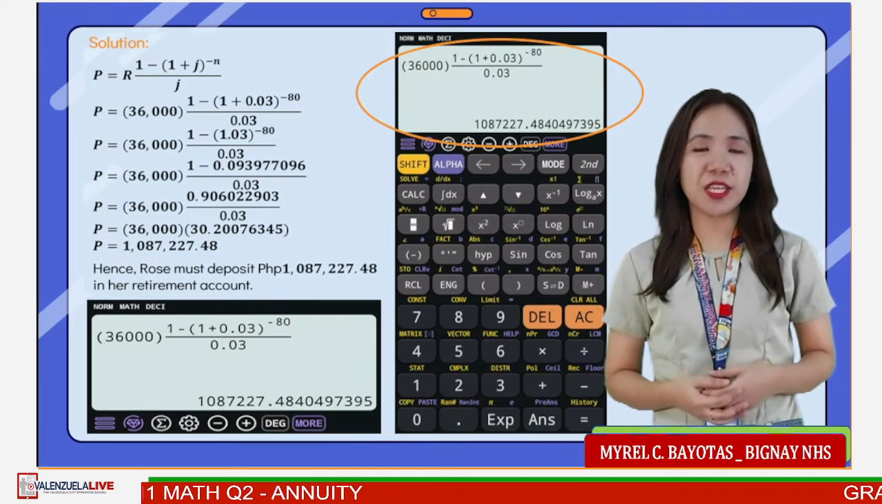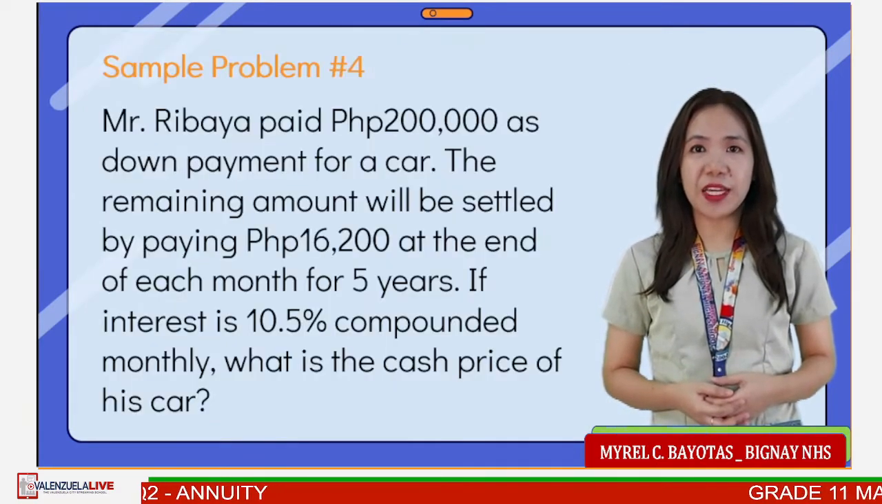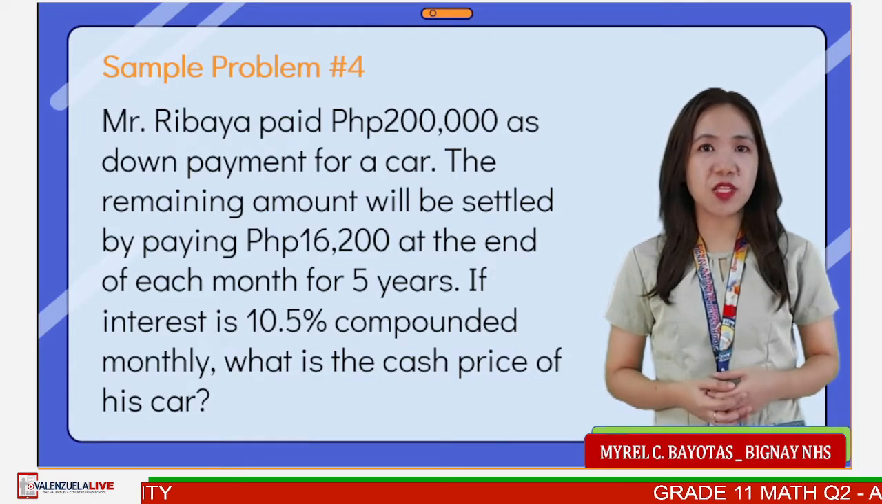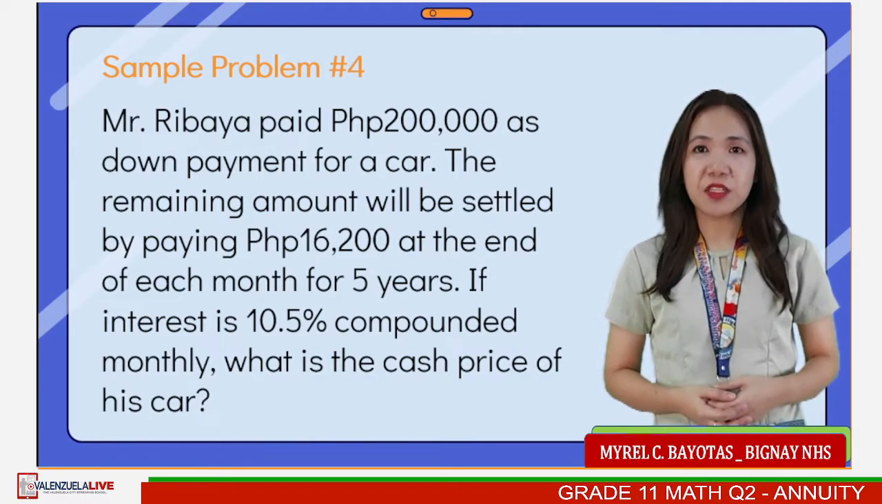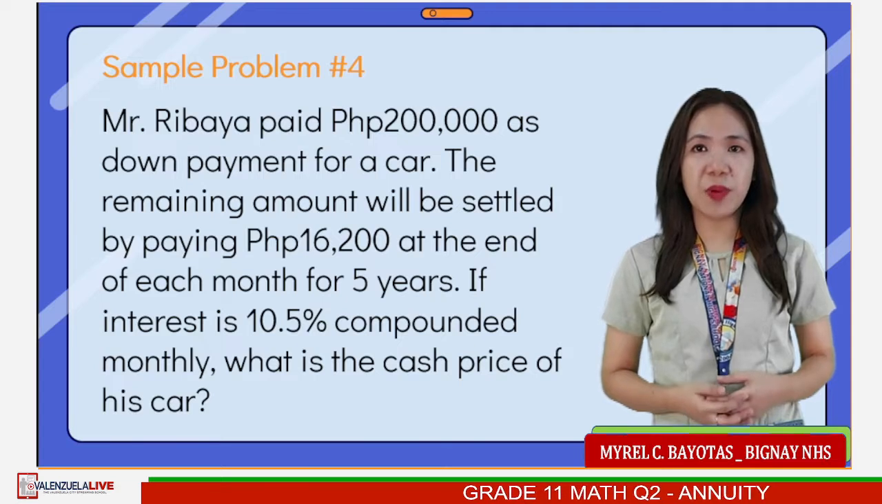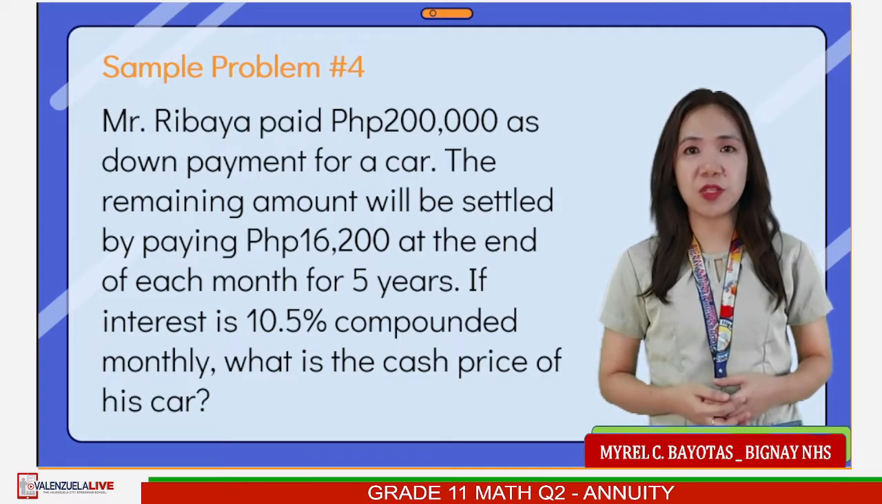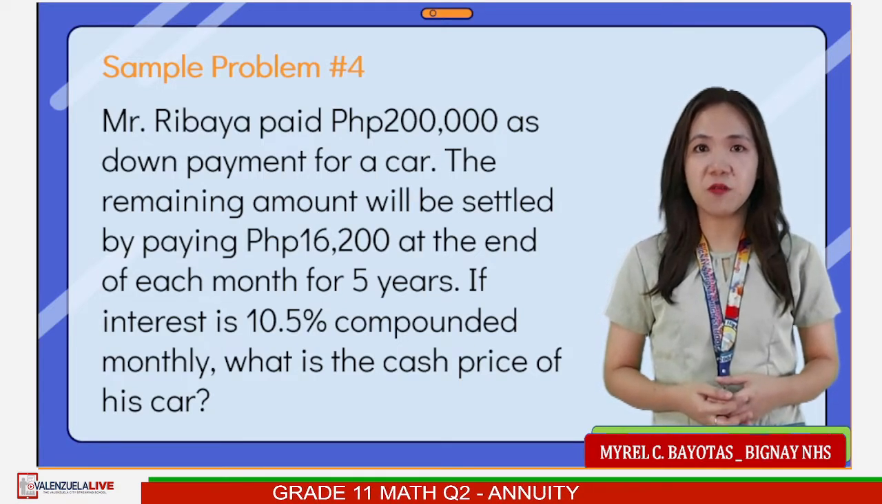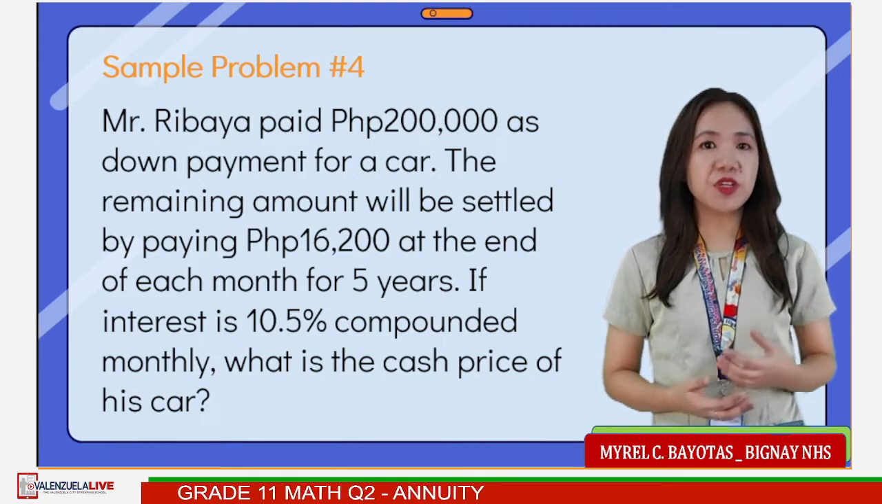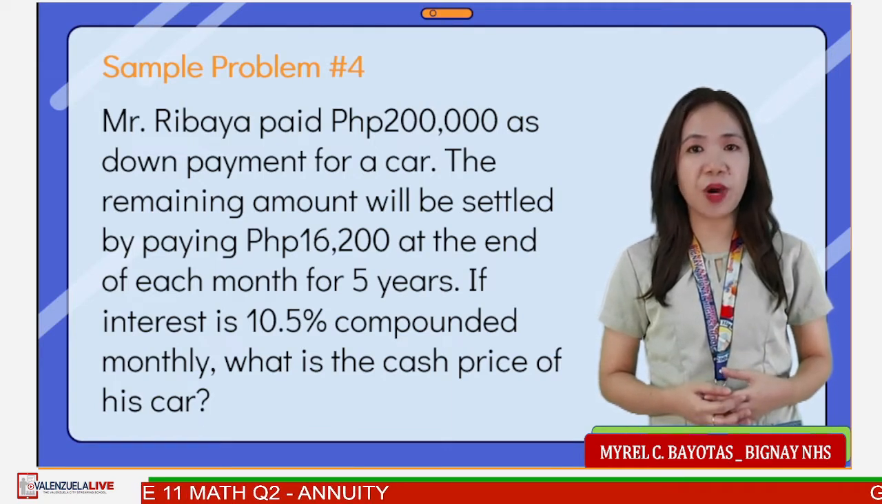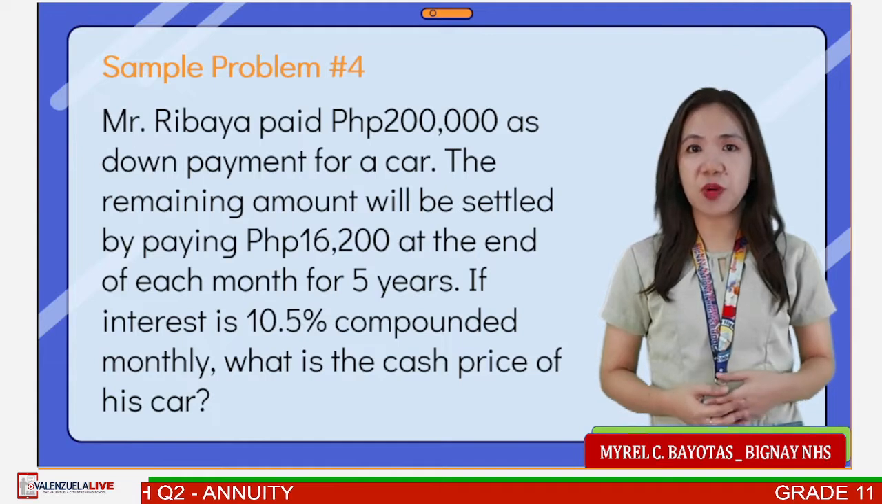Now here's the fourth example. Mr. Ribaya paid 200,000 pesos as down payment for a car. The remaining amount will be settled by paying 16,200 pesos at the end of each month for 5 years. If interest is 10.5% compounded monthly, what is the cash price of his car?